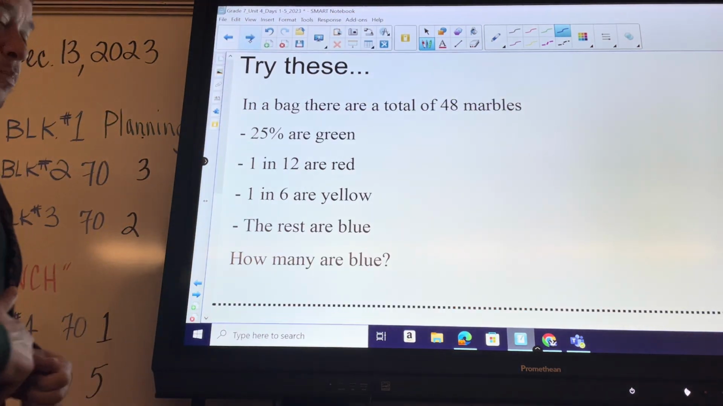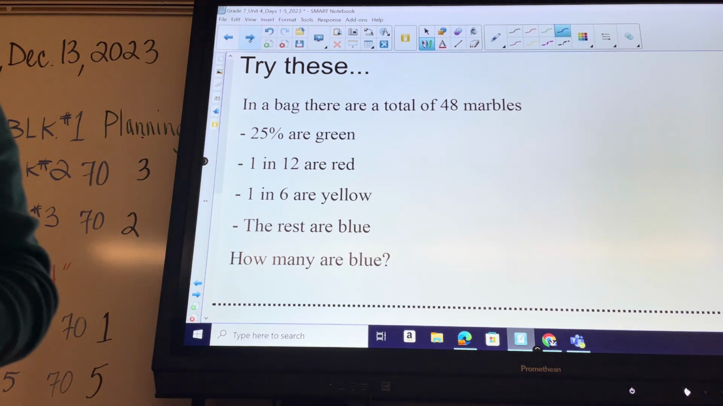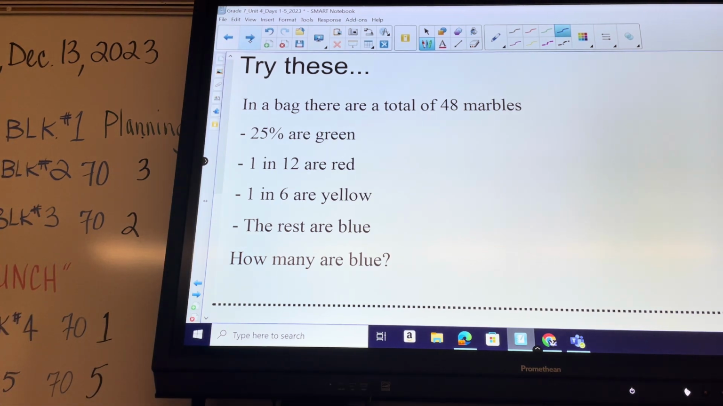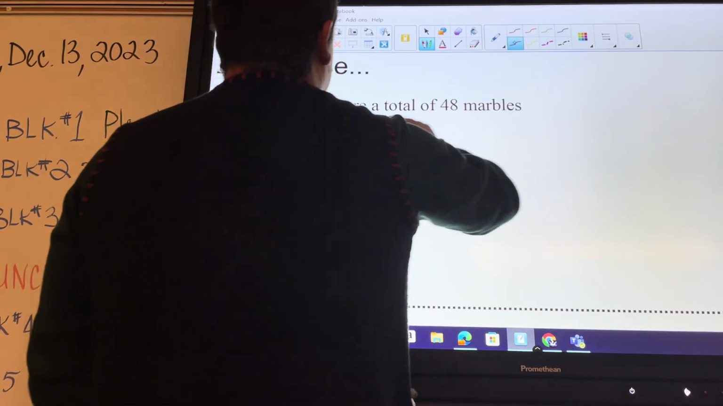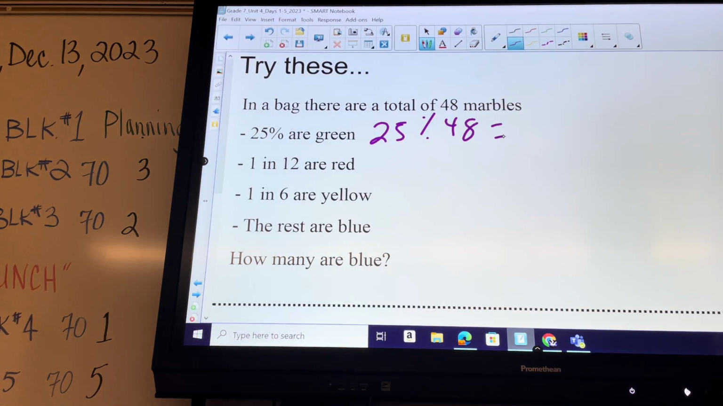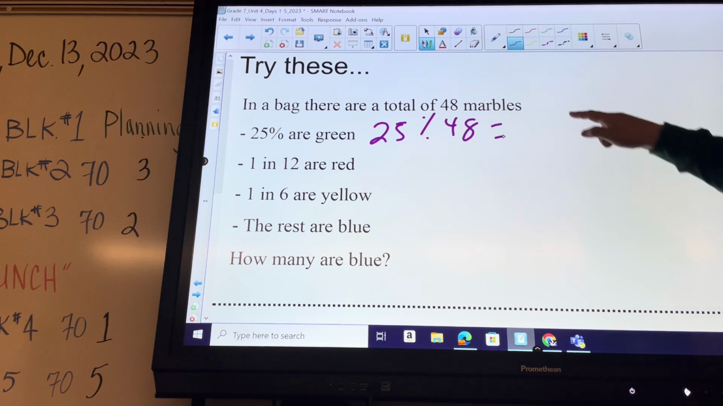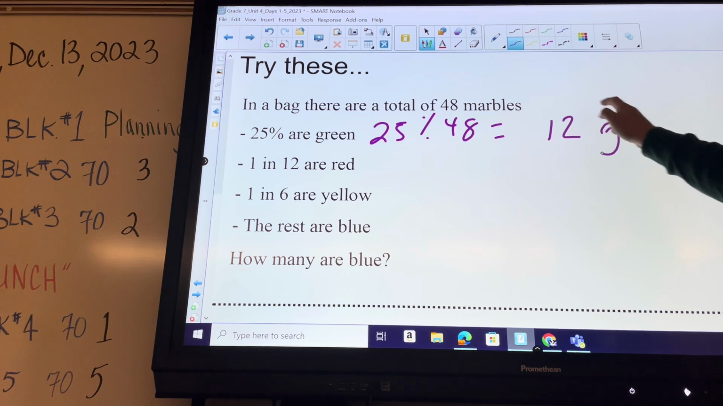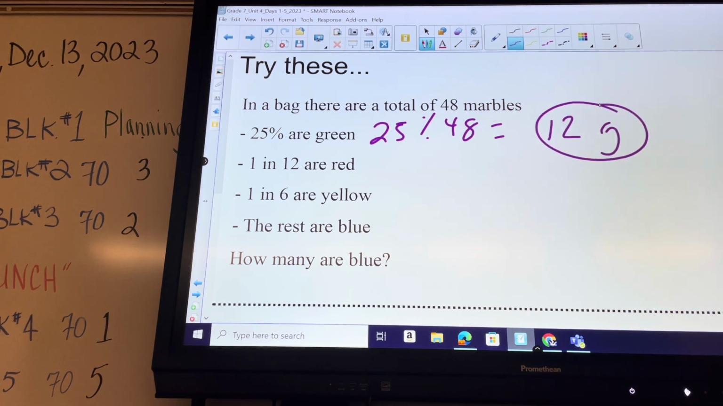Last 2 examples. Pause the tape and do these now. All right, first one, 25% of 48 are green. So using your calculator, you would find that 0.25 of 48 gives you 12 green marbles. 1 out of 12 are red. Okay, interesting. 1 out of 6 are yellow. The rest are blue. How many are blue?